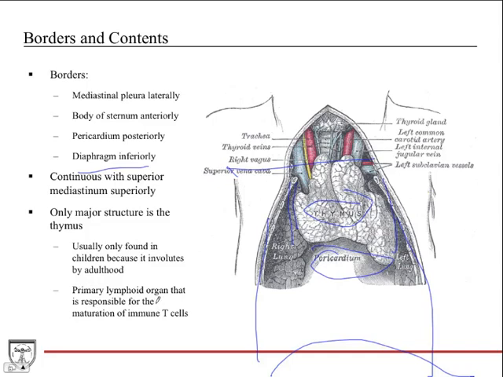And it's the primary lymphoid organ that's responsible for maturation of your immune T cells. So you remember you have T cells and B cells. The B cells, remember B for bone marrow, they mature in the bone marrow. The T cells actually are produced in the bone marrow, and then they come up and they're matured in the thymus.